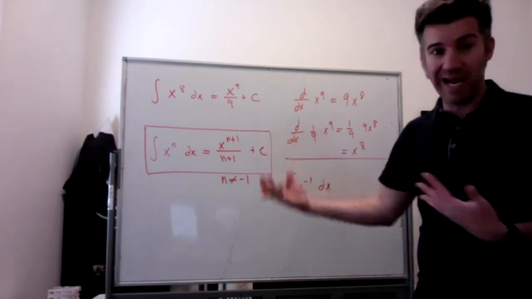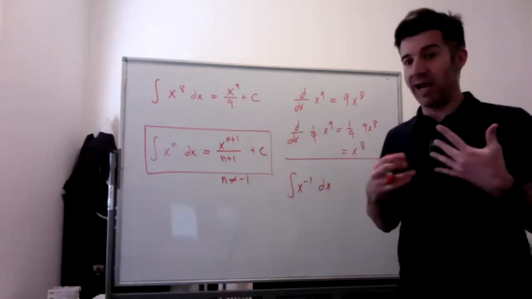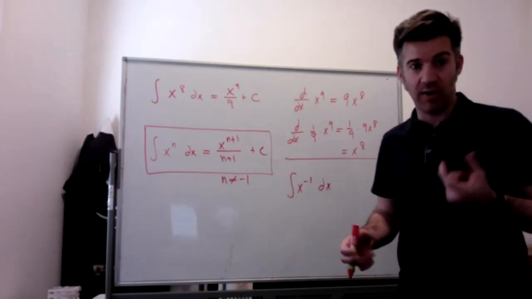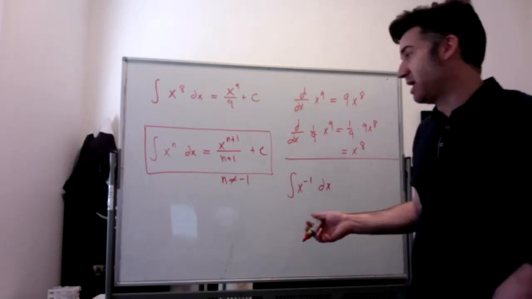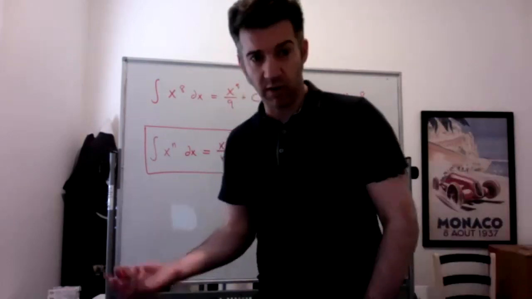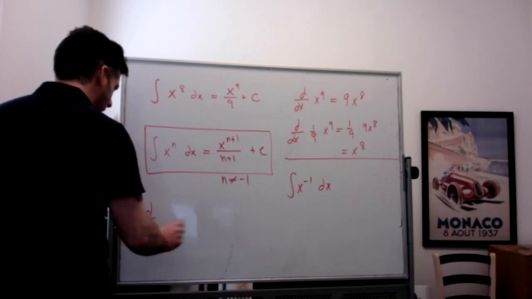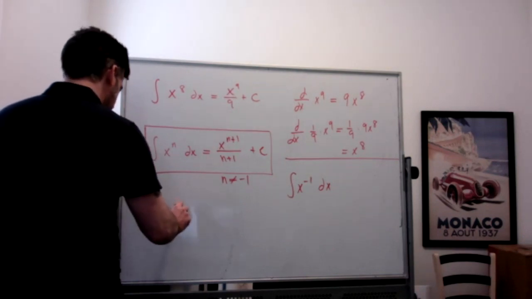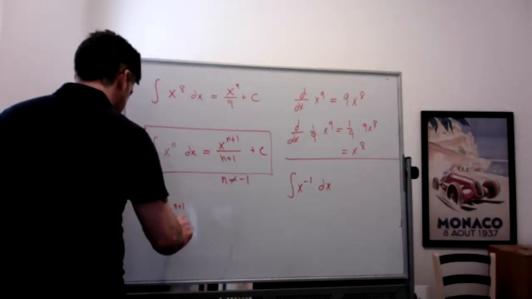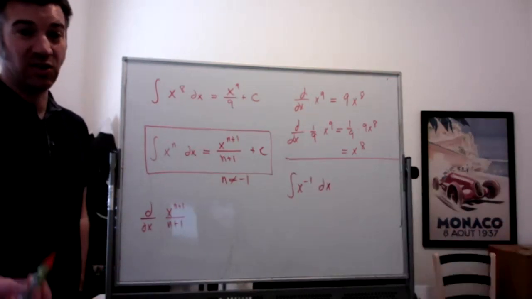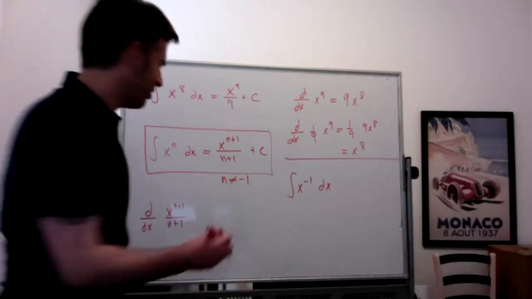So here's our anti-power rule. If you're anti-differentiating x to any power, you're just going to add 1 to that power and divide by that new power. And it's exactly because the derivative works. Right? If you take the derivative of x to the n plus 1 over n plus 1, I don't usually write the plus c when I'm taking the derivative because I know the derivative of plus c is 0, but let's go ahead and write it.